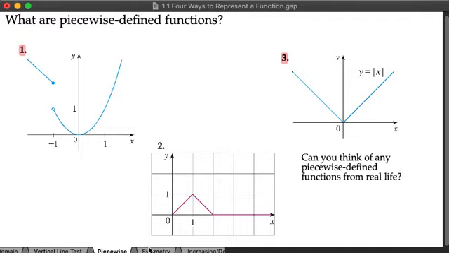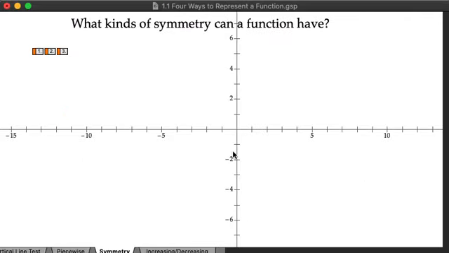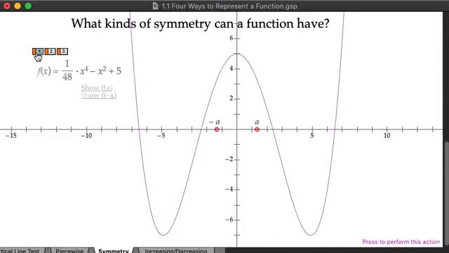Okay, when we're talking about functions, there are some descriptions that we have of functions, and one of the descriptions we will use is symmetry. Here is a function that has some symmetry to it. The word symmetry actually breaks down to sim. Do you know what sim means? Take a minute.